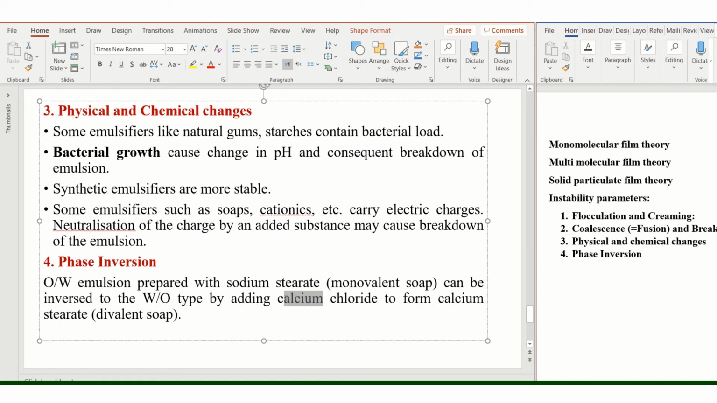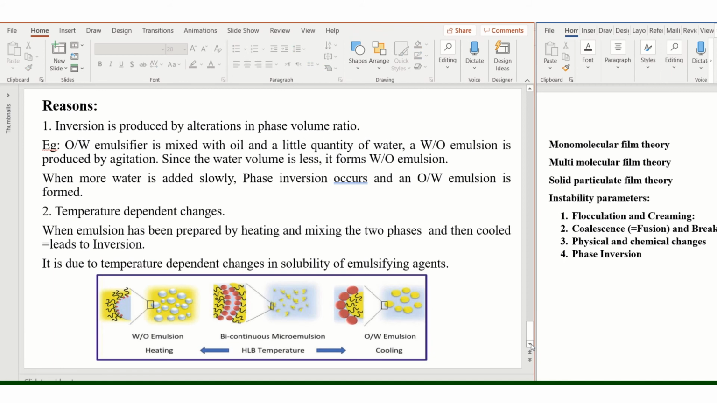from the calcium chloride reacts with the stearate and forms calcium stearate. Calcium stearate is a divalent soap, whereas sodium stearate is a monovalent soap. The complete nature of the emulsifying agent is being changed by adding another agent. So we need to take utmost care when adding different agents. This could actually change the nature of the emulsion. Now this phenomenon is better explained by another example.